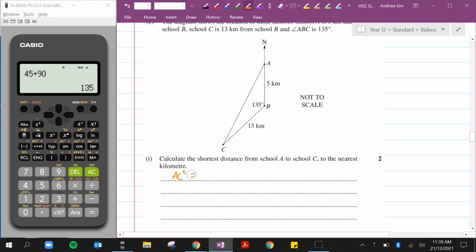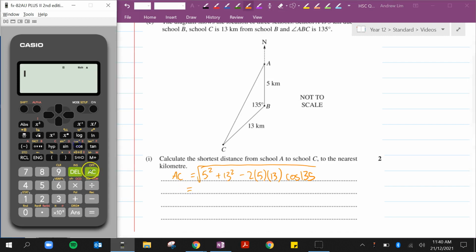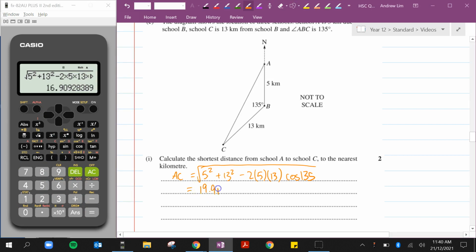So AC squared is going to equal 5 squared plus 13 squared minus 2 lots of 5 times 13 times cosine of 135. I might just want to work out what AC is straight away, so I'm just going to square root all of that in one go. And let's see what we get. 16.91. This is to the nearest kilometer, therefore 20 kilometers.